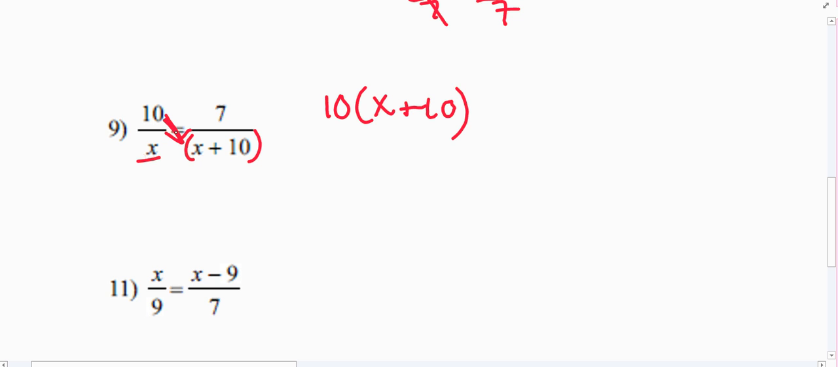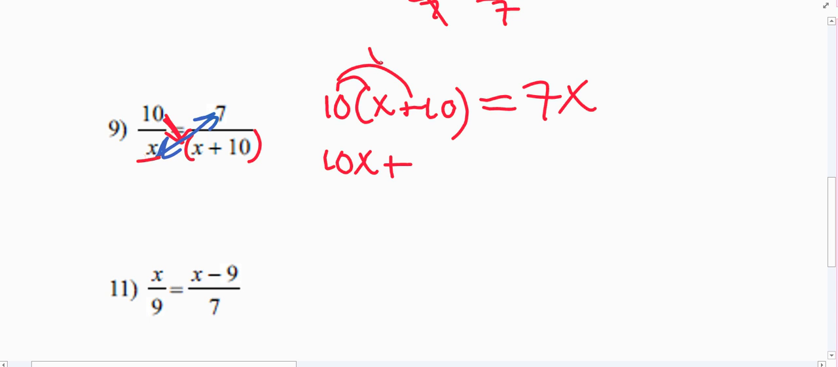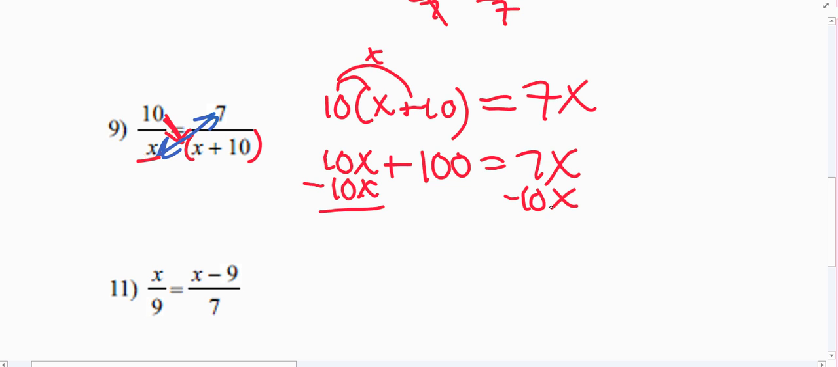Alright, it takes care of that one. And then we multiply 7 times x, we get 7x. Alright, now if we distribute, we have 10x plus 10 times 10 is 100 equals 7x. Alright, so now we can move the x to the right by subtracting 10x. And we would be left with 100. 10 minus 10x is 0.